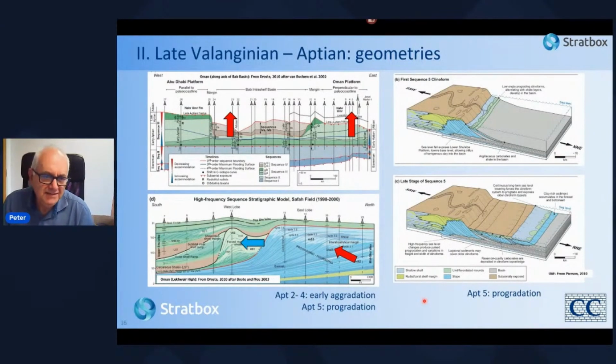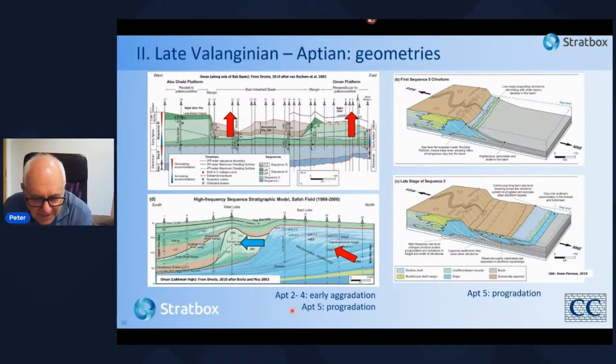This interplay of intrashelf basin and fringing carbonate platforms produces some very complex stratigraphic geometries, and we find that in Aptian cycles 2 to 4, which are different stages of the Shuaiba deposition, we see mainly aggrading to prograding development of the surrounding carbonate platforms.